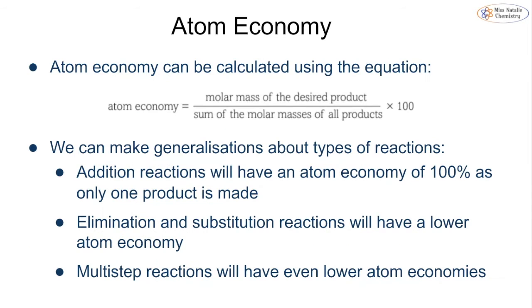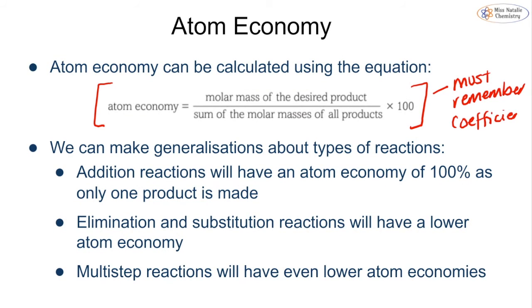So we calculate it using this equation. So we have the molar mass of the desired product, and we divide that by the sum of the molar mass of all products. And in this, we must remember the coefficients. So if you make 2 moles of a product, you need to take that into account when calculating your atom economy. And we'll look at an example in just a minute.